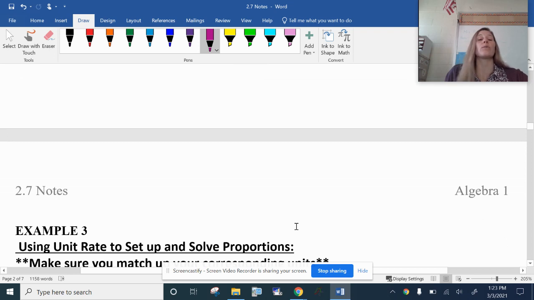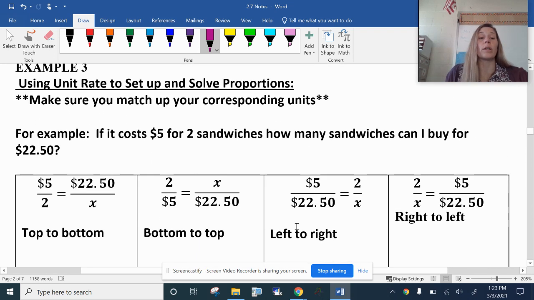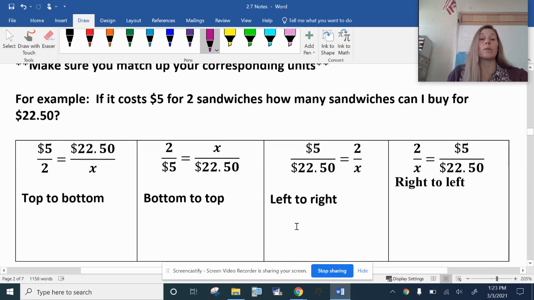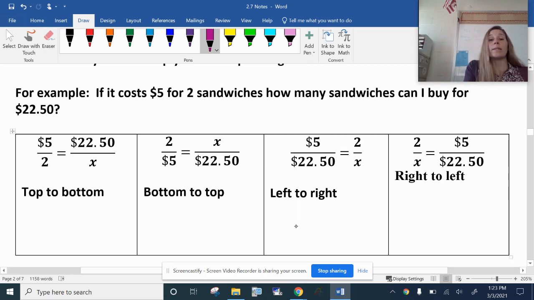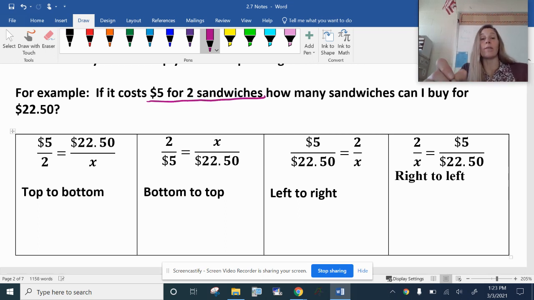Okay, so using these rates when we solve proportions. Typically what's going to happen is we're going to look at a question. We can set up the ratio that they give us. So for example, here it costs $5 for 2 sandwiches is a ratio. How many sandwiches can I buy for $22.50? So this time we're not concerned about finding the unit rate, but we want to use this ratio that we know to help us find out how many sandwiches we could get for a larger sum of money.